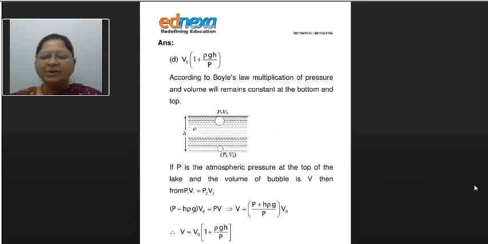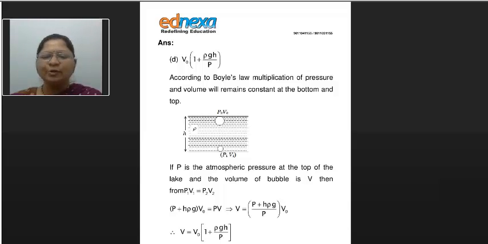Now when the air bubble is inside the lake, the pressure will be given by P plus h rho g, into V0, and that is equal to P into V. Therefore the new volume, when the bubble is reaching just the surface of the water, will come out to be V equal to (P plus h rho g) upon P into V0. So here you are just making use of the fact that P1 V1 is equal to P2 V2.